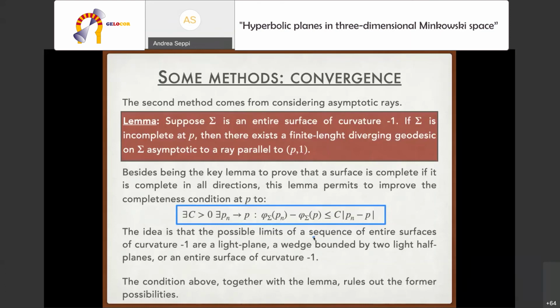But this contradicts the fact that the Cauchy sequence was diverging, because it means that we had a finite length geodesic, and we used isometries to bring this to a finite region. So basically, this should diverge to something light-like, because the length of the geodesic was finite. So that's why this condition plus the lemma gives you the contradiction and implies the surface is necessarily complete.